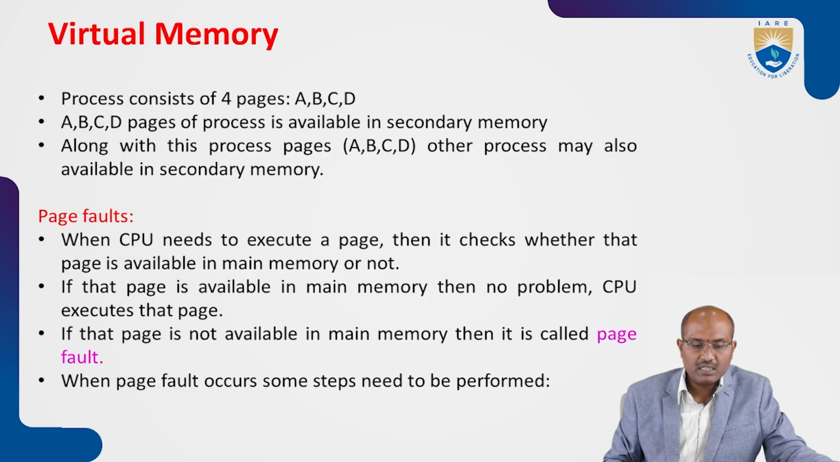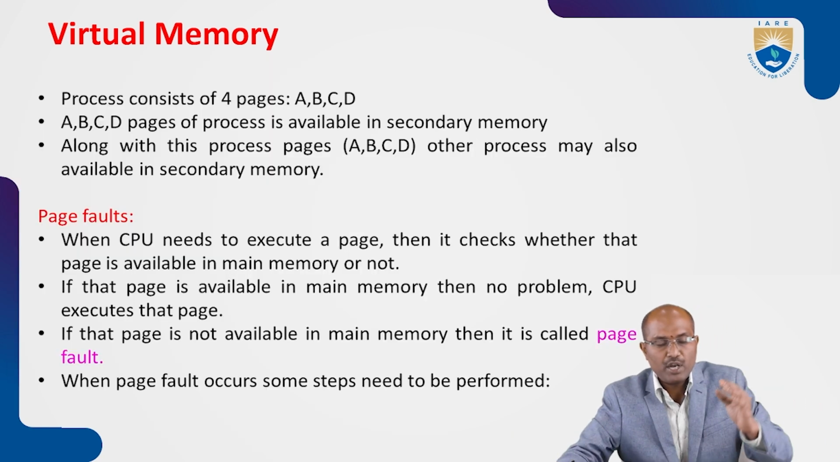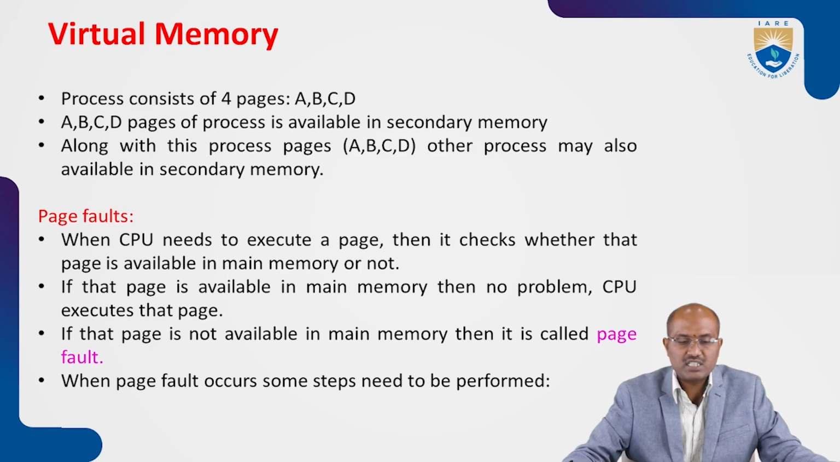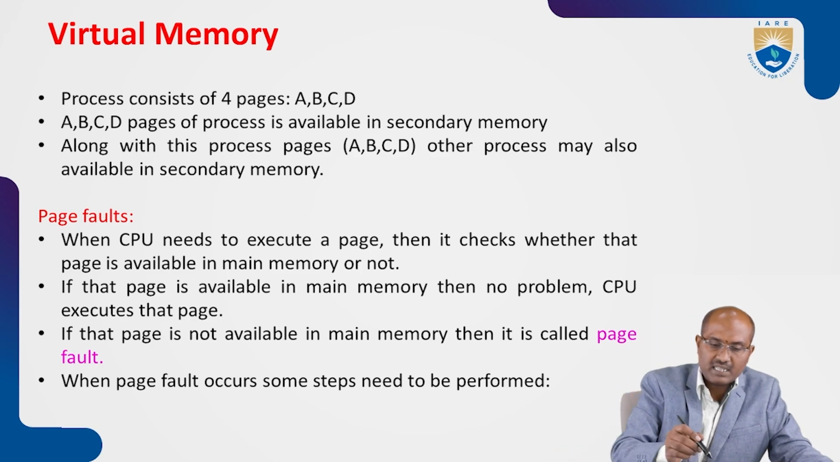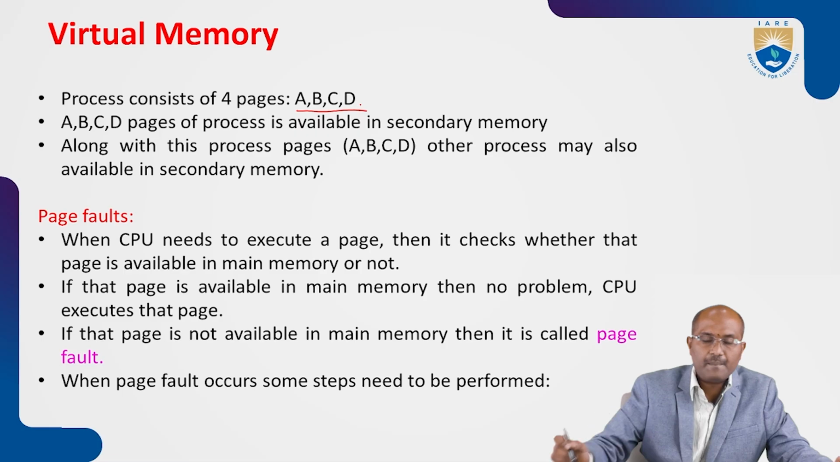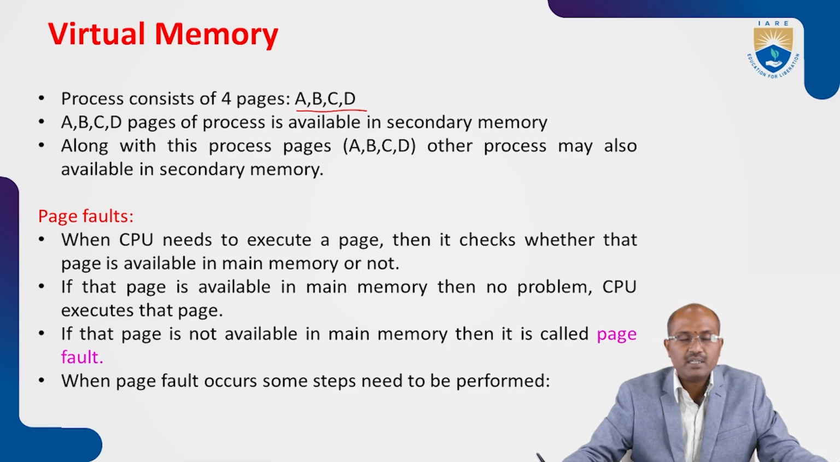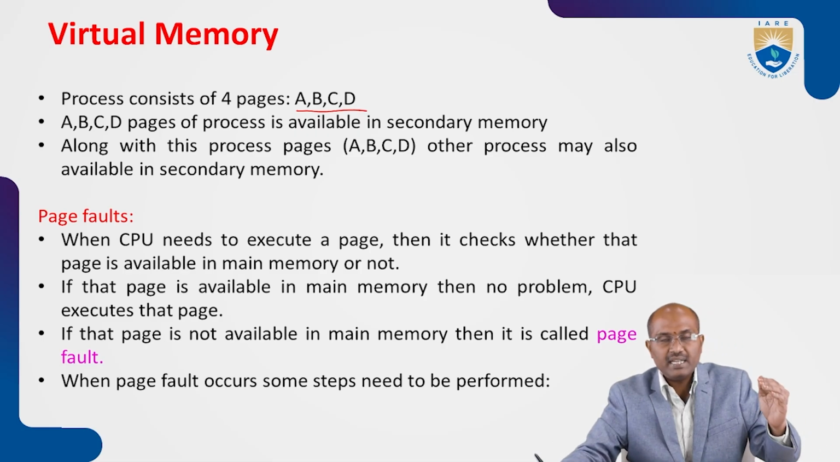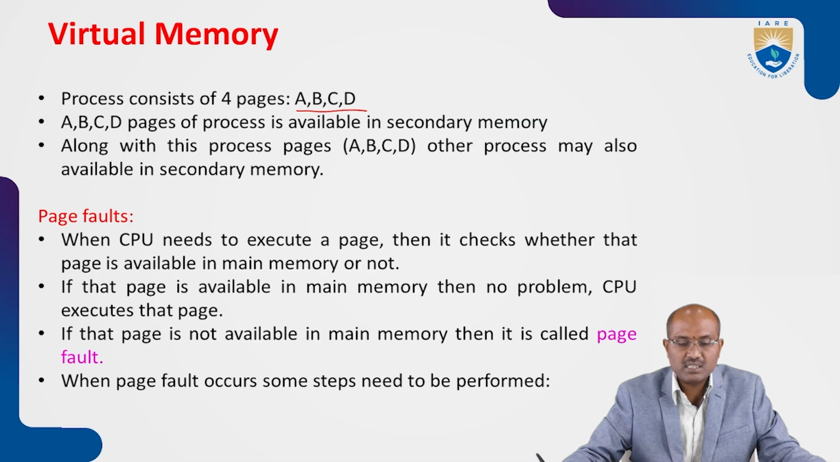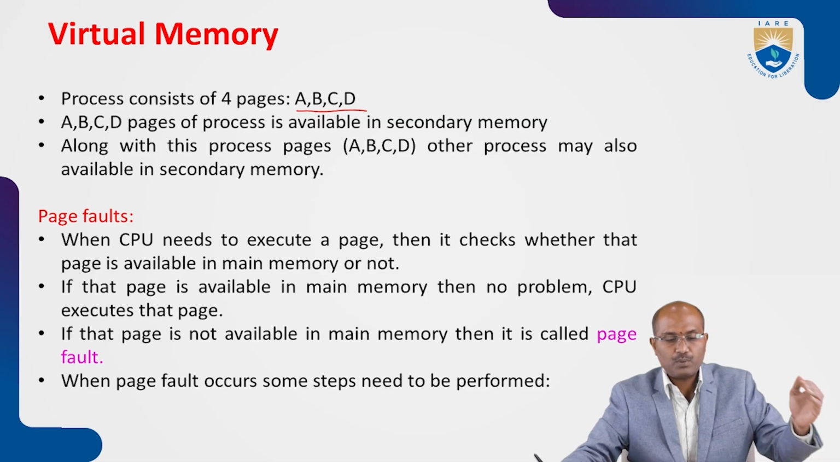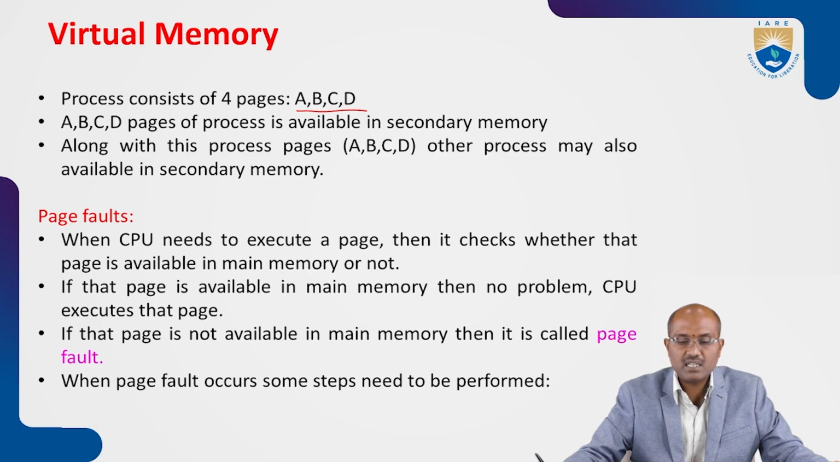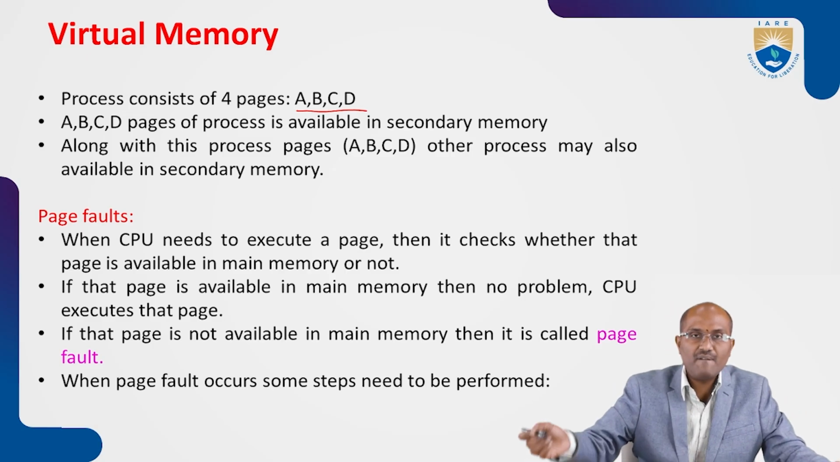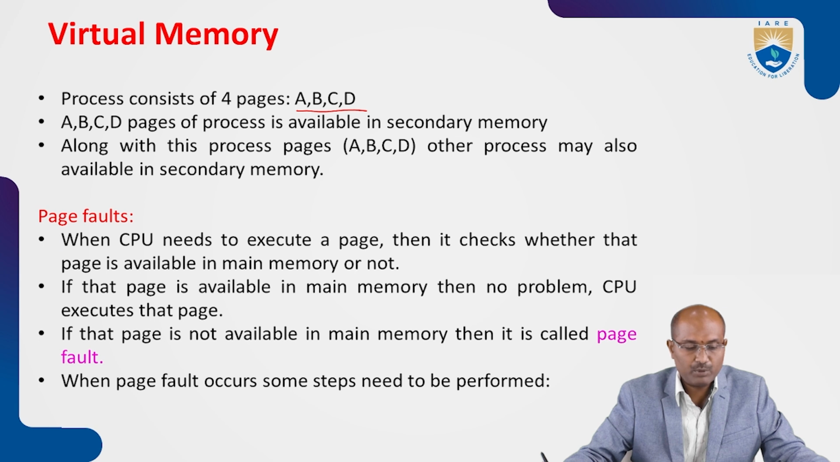Okay, students, finally, I am concluding that a process consists of 4 pages, those are A, B, C, D. The A, B, C, D pages of a process are available in the secondary memory. Along with these process pages, other processes may also be available in the secondary memory.